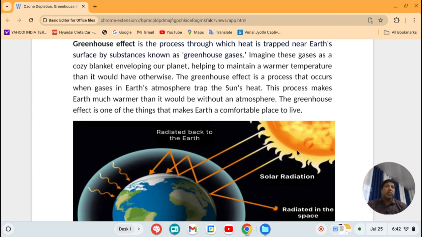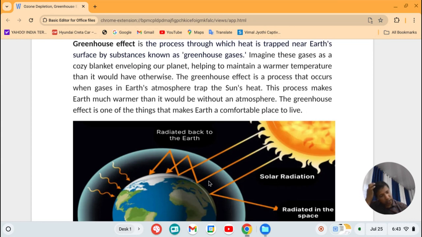Like I mentioned, the gases will act as a coverage. So when solar radiation enters the Earth's surface and hits the surface, and it scatters, its frequency changes. So what happens is these solar rays or UV rays cannot escape. So it will be trapped. Now this is how we are getting a warm atmosphere.